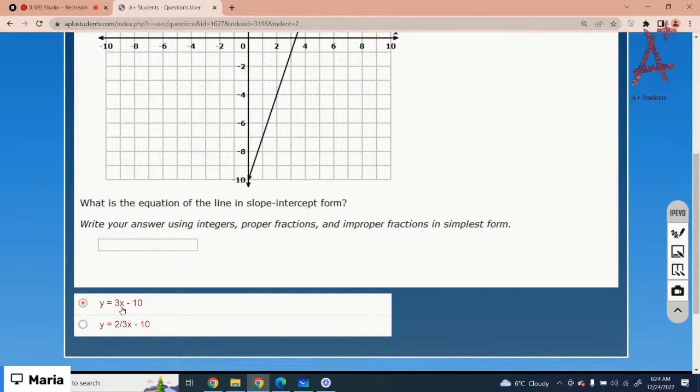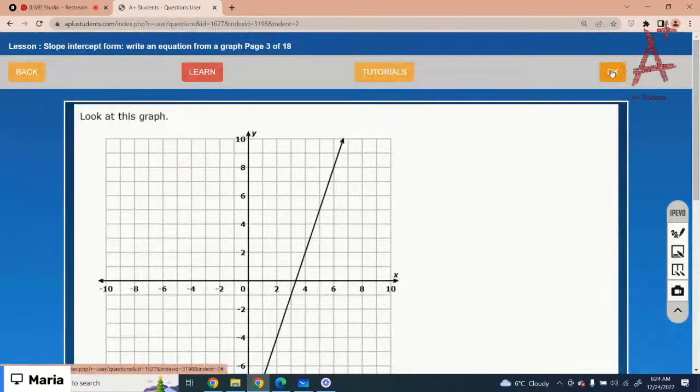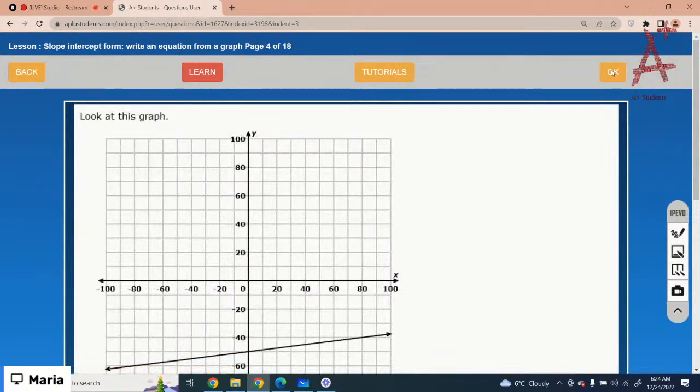Got it? So just select the correct option, then click on the OK button. Got it, everyone? If you have any question, you can just write the question in the chat box. I'll answer all your questions if you have any.